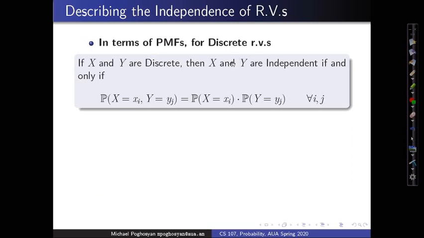The next one describes independence of random variables through their PMFs in the discrete case. So assume X and Y are discrete random variables. Then X and Y are independent if and only if their joint PMF is the product of the individual or marginal PMFs. So the probability that X is taking the value x_i and Y is taking the value y_j is equal to the probability that X is taking the value x_i times the probability that Y is taking the value y_j. This needs to hold for any possible indices i and j.